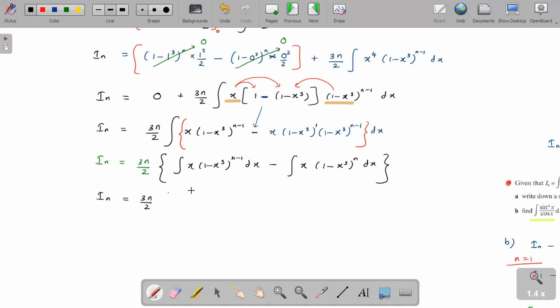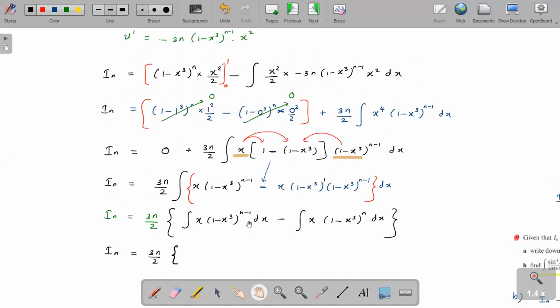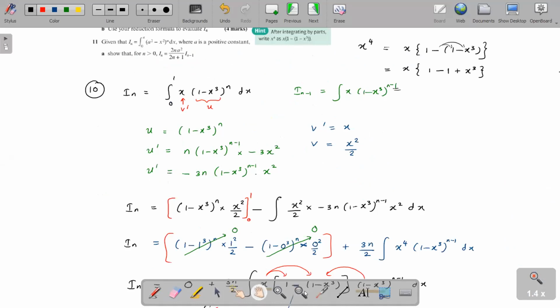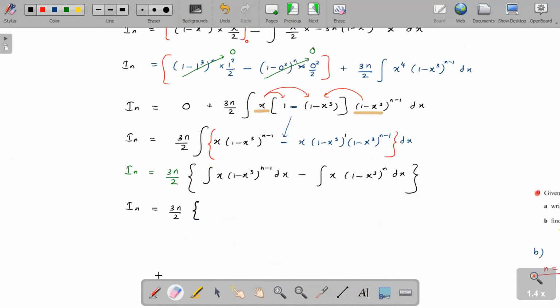So after coming to this point, what do we see here? The integration. Inside the curly bracket, I have the integration of x(1 minus x³)^(n−1), which is I_(n−1). Do you see this is our I_(n−1)? So basically, this is my I_(n−1) minus this, which is the integration of x(1 minus x³)^n, which is I_n.